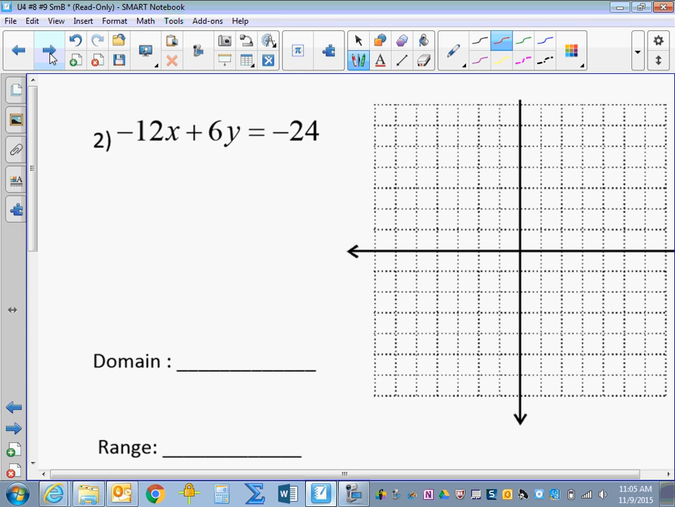I need to get y by itself. Oh, it's minus 6. Before, I don't want to move the y over. I want to move everything else. What do we do with the 12x? Good. Add 12x.